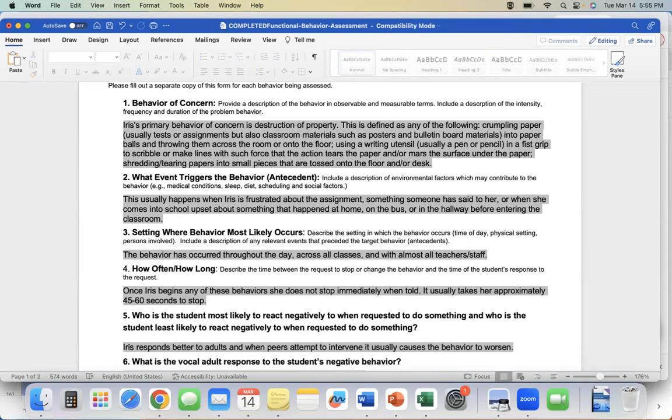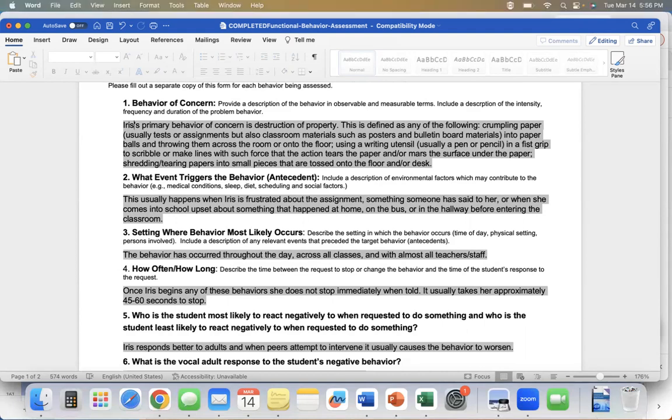The setting where the behavior likely occurs, we're looking at time of day, physical settings, and people involved. So these are antecedents here. It occurs throughout the day, across all classes, and with almost all teachers and staff. Sometimes when we do those ABC charts, which is the antecedent, behavior, consequent, we find that behaviors occur just with certain teachers, just in certain class periods, just when a certain peer is present. So in this case, we're looking at this and saying, nope, not there.